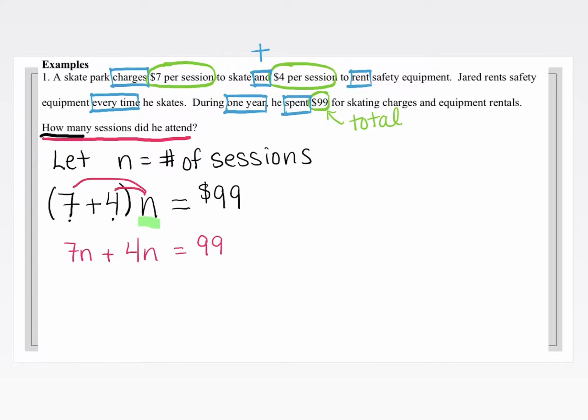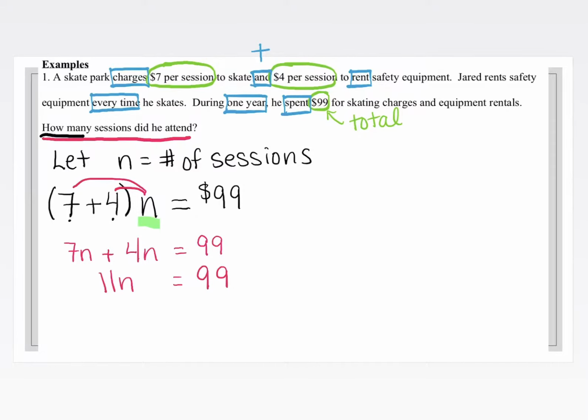Now on the left-hand side, we have 7n plus 4n. These are like terms, so we can combine them. 7n plus 4n, because they both have the same variable, n, raised to the same exponent. They both have the same exponent of 1, actually. We can combine them, and we get 11n. So 11n is equal to 99.